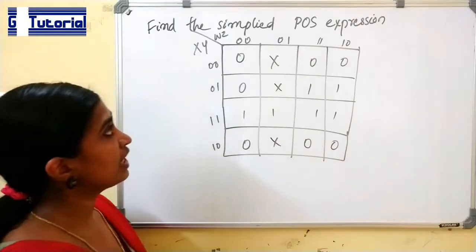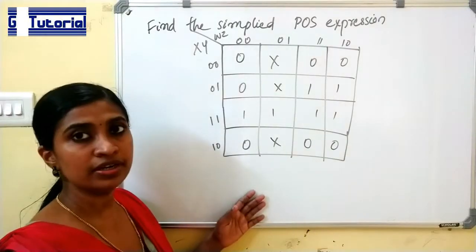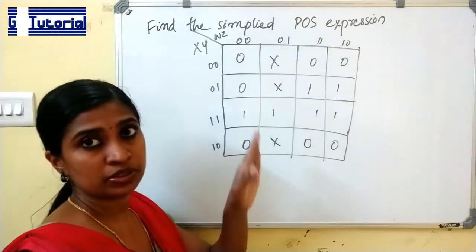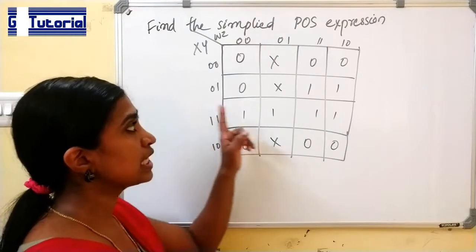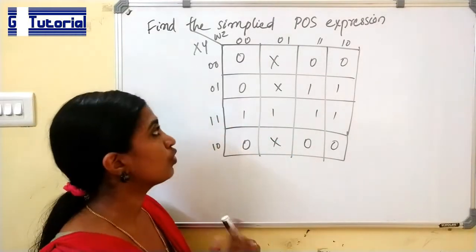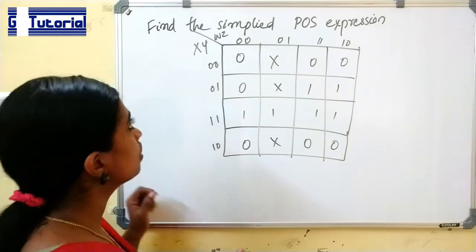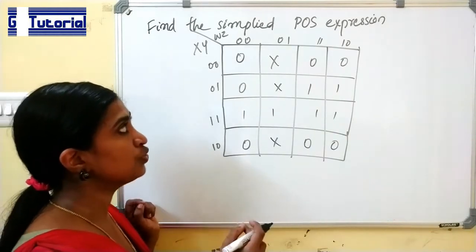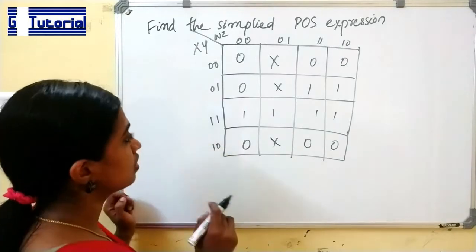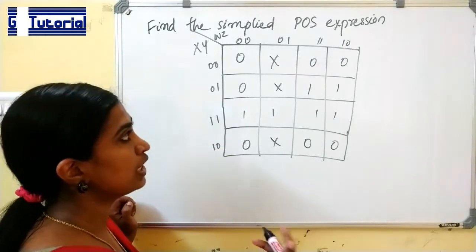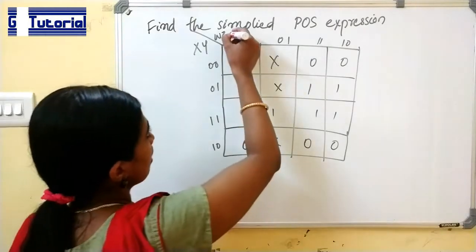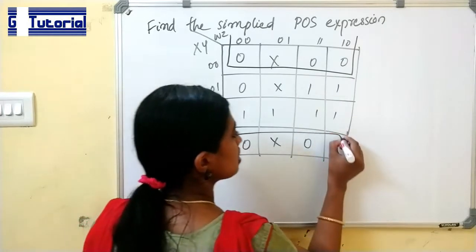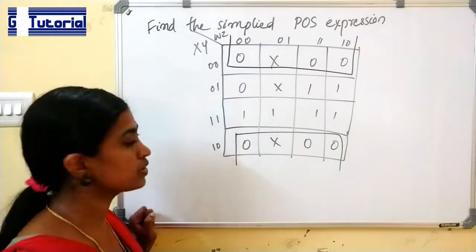This is the next question. Find the simplified POS expression for the given K-map. Here we are asked to find the product of sums expression. That is, we are grouping zeros over here and we should take don't care as 0. So the possible choices are, first we should try to get an octet. If it is not possible, go for a quad. Here it is possible to take an octet. This is an octet by grouping zeros.